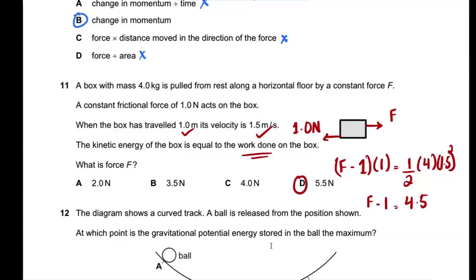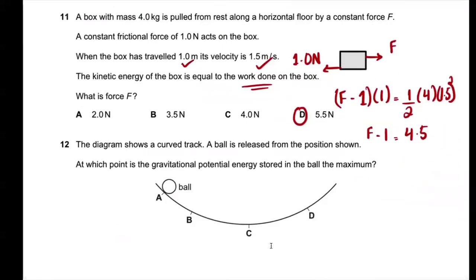Some of you guys might also be thinking that this would be the work done, but friction takes away energy from the system. So that would also lead to the same approach. In that case, what you would do is kinetic energy minus the work done by this would equal this frictional force times the distance. So yeah, that would also lead to the same answer.